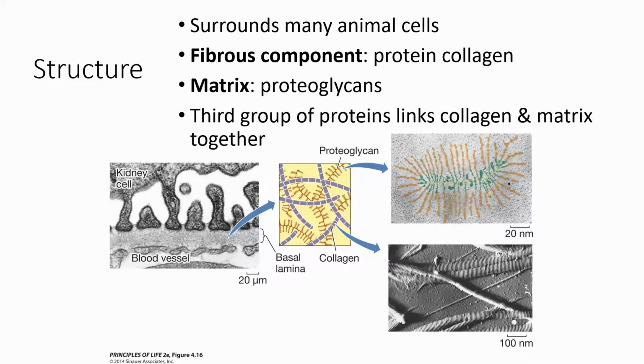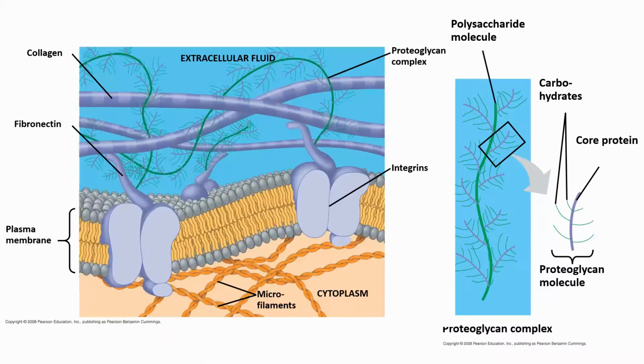So the fibrous component is mostly a protein called collagen. It's got then proteoglycans forming the matrix. The proteo, of course, means that it is made of some amino acid elements, and the glyco, of course, means that it's got carbohydrates in it. So these are more of those what I call Frankenstein molecules. And then there are other proteins that link that collagen and the matrix together. Collagen is kind of flexible, but it's not really stretchy, so it's a good material to hold stuff together.